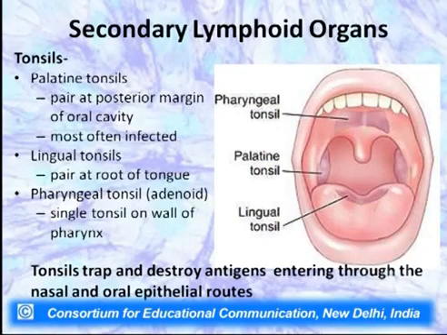Now, these are tonsils. The tonsils are again an organized secondary lymphoid tissue which is of 3 types: the palatine tonsils, which are present at the posterior margin of the oral cavity and generally get infected when we have a sore throat; the lingual tonsil, which is present at the root of the tongue; and the pharyngeal tonsil or adenoid, which is present on the wall of the pharynx. The main purpose of tonsils is to trap and destroy antigens which are entering through nasal and oral epithelial routes.